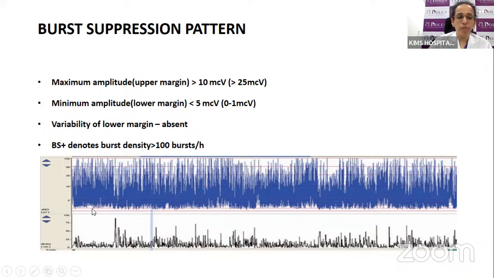And why do we say burst suppression? Because you can see the upper margin is always going up to 100 also, and then it is immediately coming down, but not returning to completely low. It is coming down to 10, and then you can see a lot of bursts. Depending on the number of bursts that occur, we divide this into burst suppression plus and burst suppression minus. And we don't see any variability of the lower margin, which we saw in the normal EEG pattern of the sleep-wake cycling. There the variability was present. Here we see it almost continuous and below 5. So if these bursts are more than 100 bursts per hour, then it is called burst suppression plus.